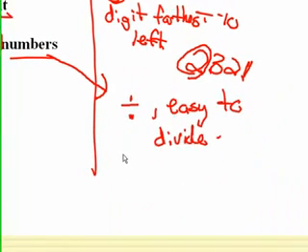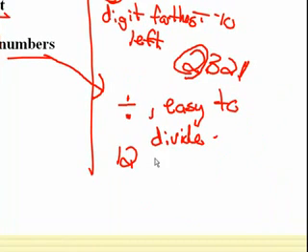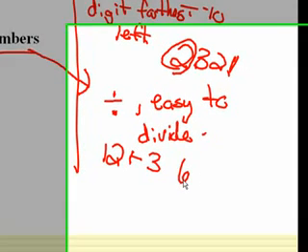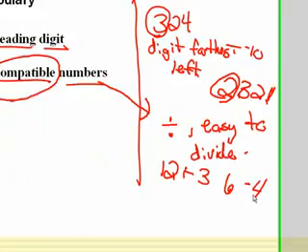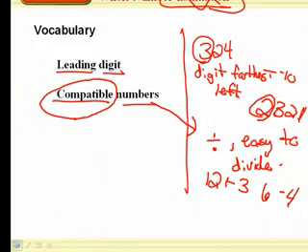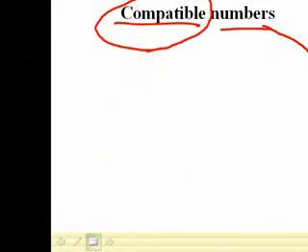For example, a number that's compatible with 12 would be 3, because 3 goes into 12 evenly. Another number compatible with 12 would be 6, because it goes in evenly. Another number compatible would be 4. So you want to try to make numbers, when you're rounding, it's going to say use compatible numbers. That means numbers that are easy to divide. You want to make sure you make life easy on yourself when you are trying to do the estimation, especially with division and multiplication. So let's go on to the first example.